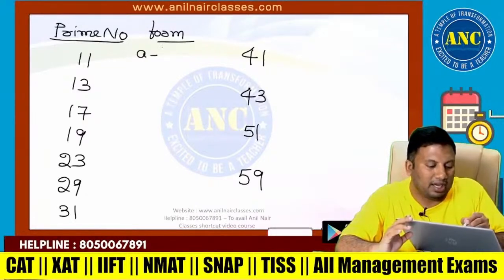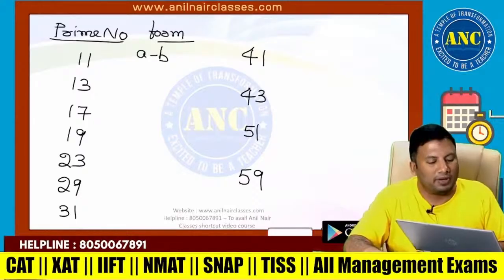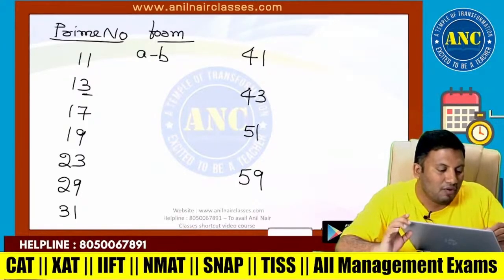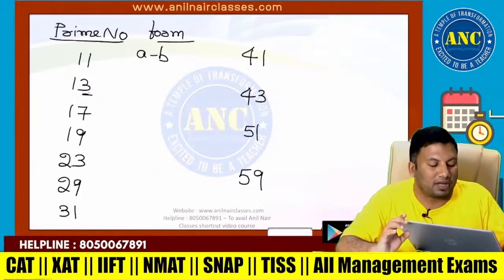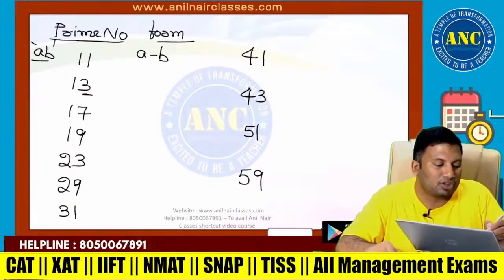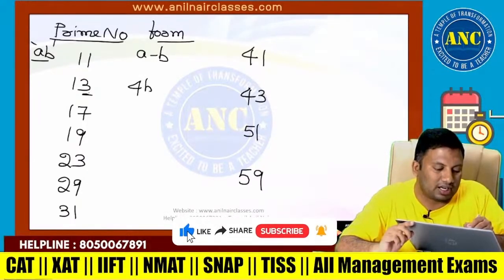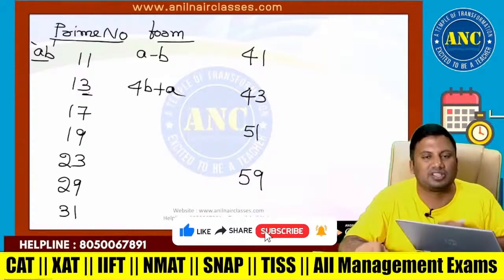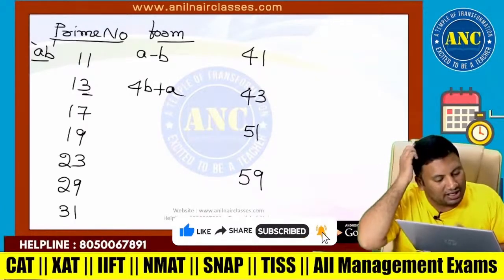For 11, AB gives A minus B, that is, sum of odd places minus sum of even places. I hope it is clear. For 13, 4 3s are 12. 12 plus 1 is 13. So it is 4B plus A. I hope it is clear.